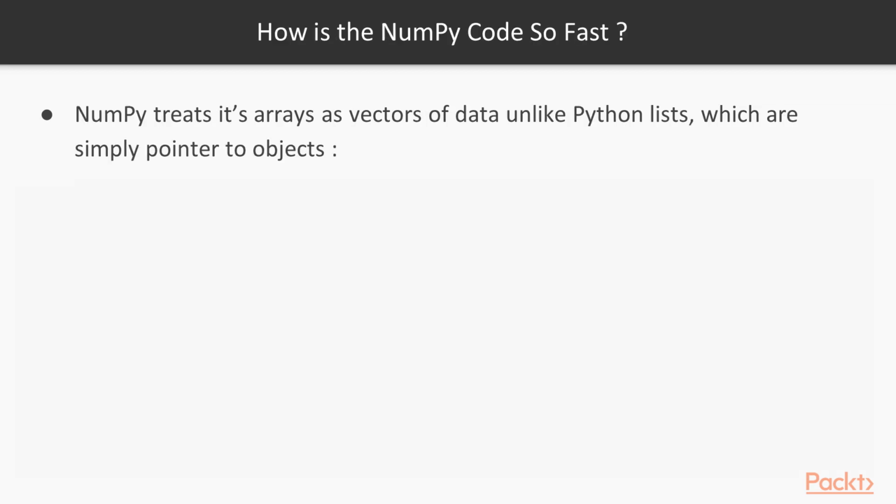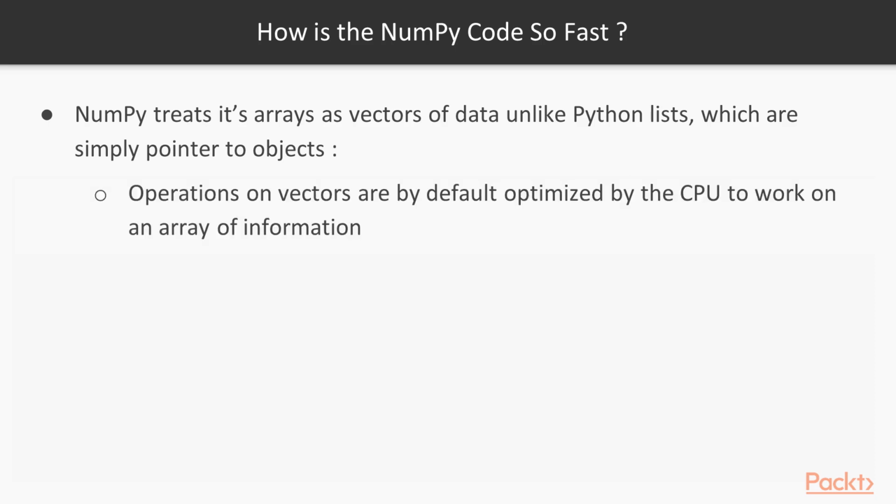So let's see, how is the NumPy code so fast? NumPy treats its arrays as vectors of data, unlike Python lists, which are simply pointers to objects. Operations on vectors are by default optimized by the CPU to work on an array of information. So think of this like if you have to add 3 to all elements of a Python list. The CPU is not optimized to do this simple operation very fast. So it might go over the list one by one and then add it.